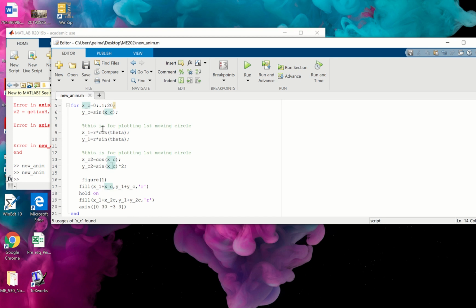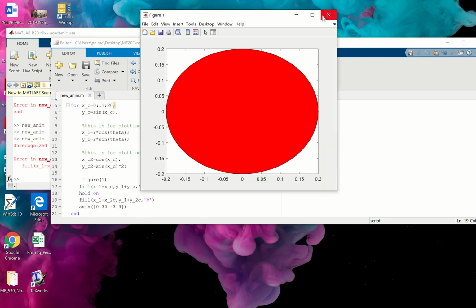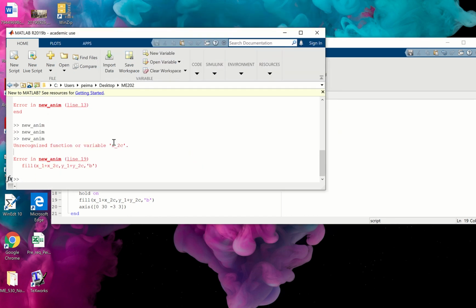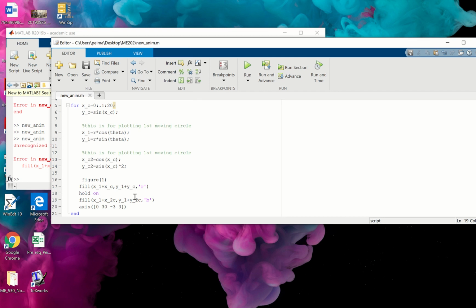Yeah, that's right. And I'm going to change the color to blue, so they have to be different, guys. Oh, what happened? Oh, there's a typo here. xc2, not x2, xc2 and yc2. See, these kinds of typos make your code funny.